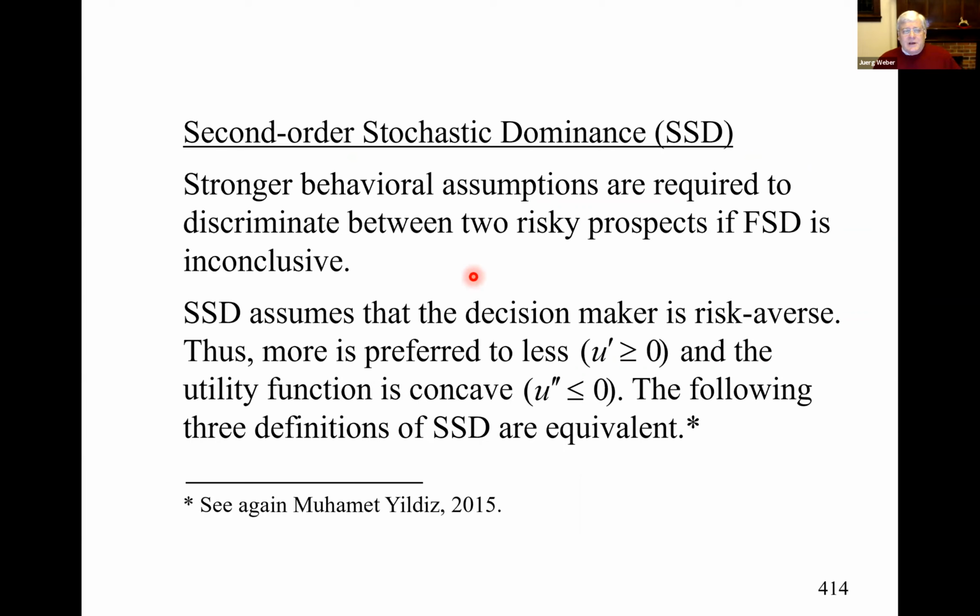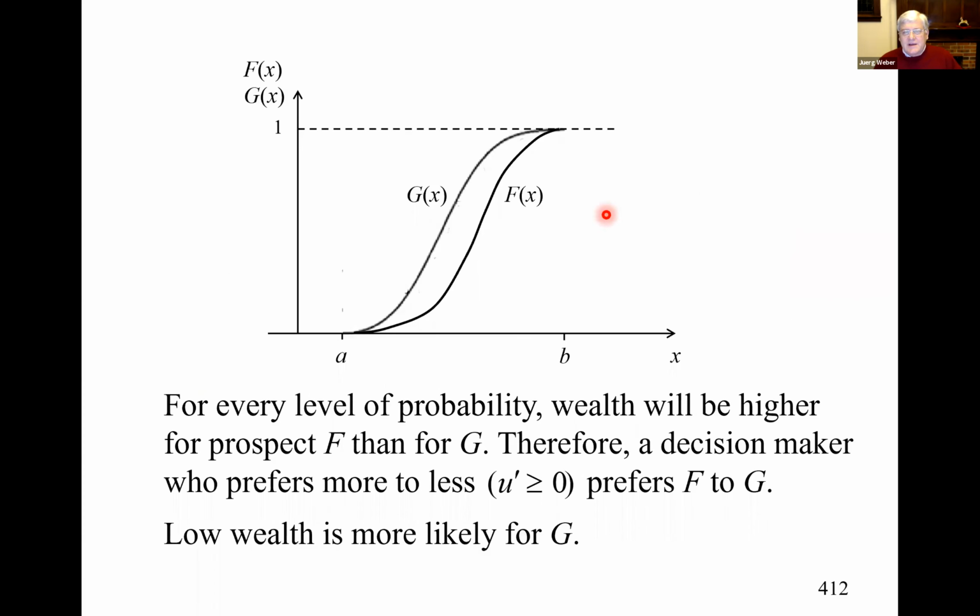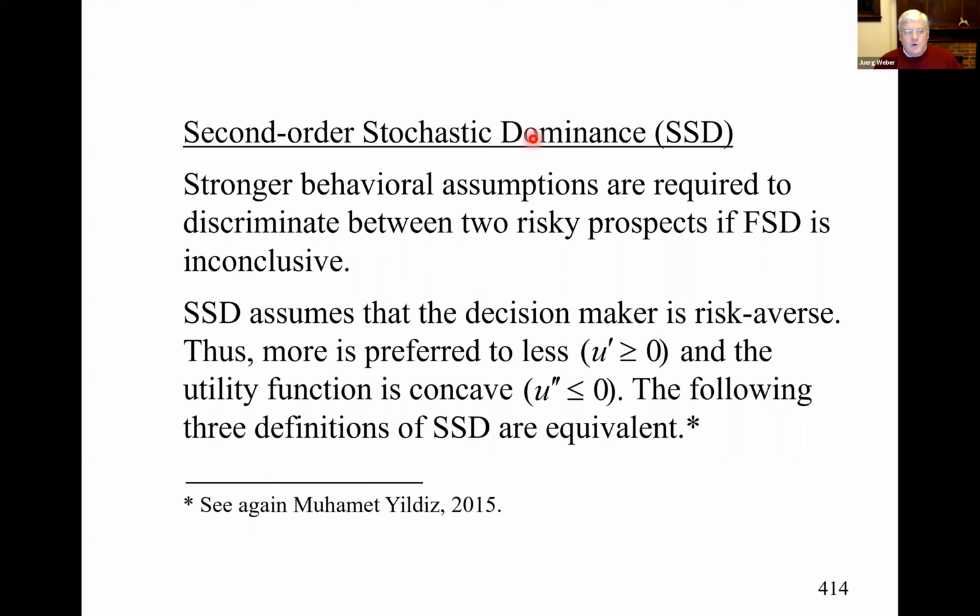Now, if the two curves intersect, then you really cannot say anything. First order stochastic dominance does not say which one you prefer, and you have to move to second order stochastic dominance. And you just make stronger assumptions.